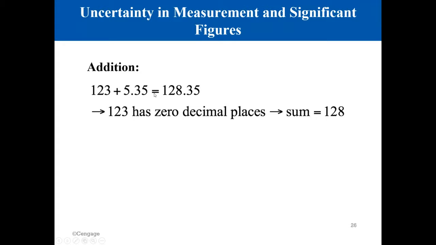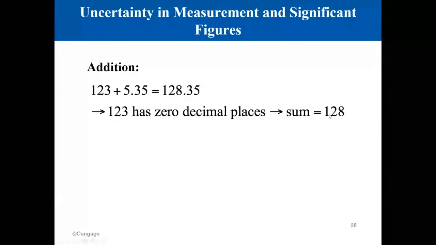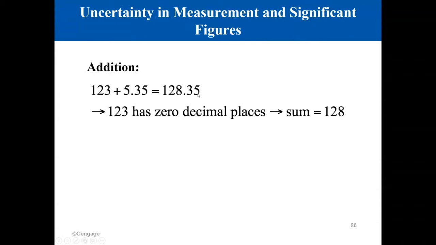128.35. We have three significant figures, 1 2 8. So I drop 0.35 because you cannot round this to 1. Okay, and I need just 3. So the sum would be 128. That would be the final answer. You just drop the 0.35, and this would be your result, 128.